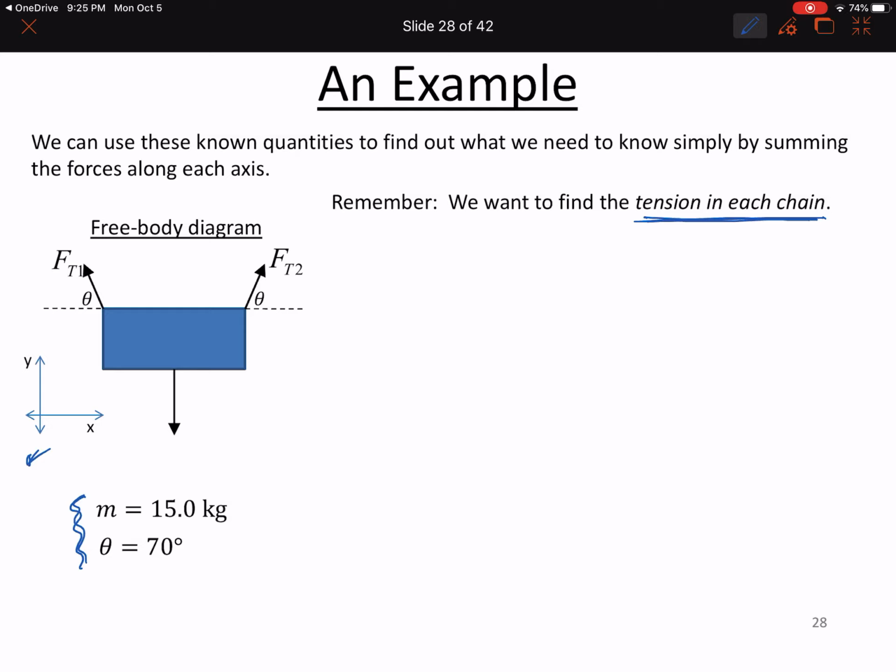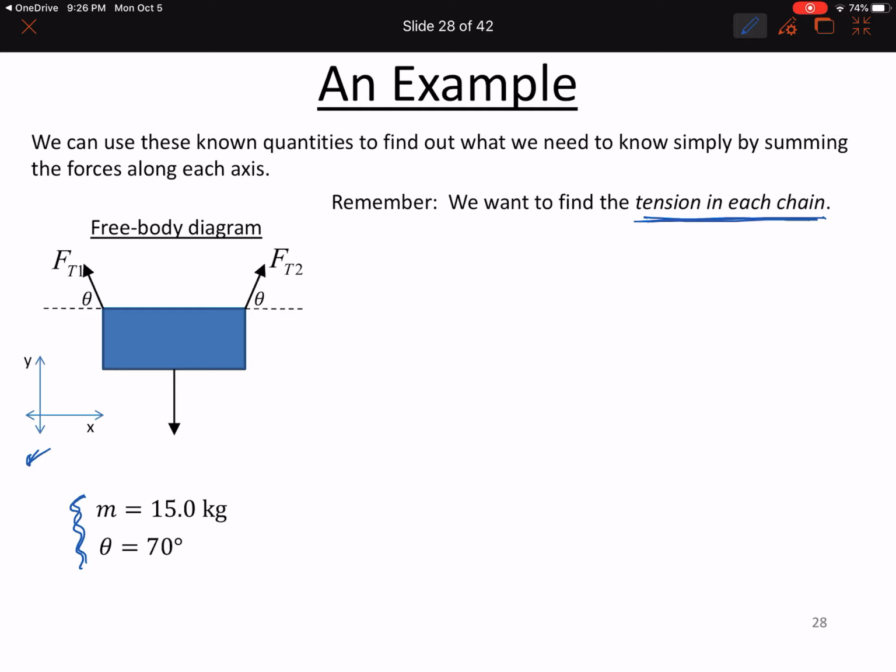So if we want to know about the tension, we might think about which sum of forces to write down, right? And when I say which, well, of course, we want to split everything up into x and y components so that things are easier to deal with, right? Reduce it to a couple of 1D vector problems.